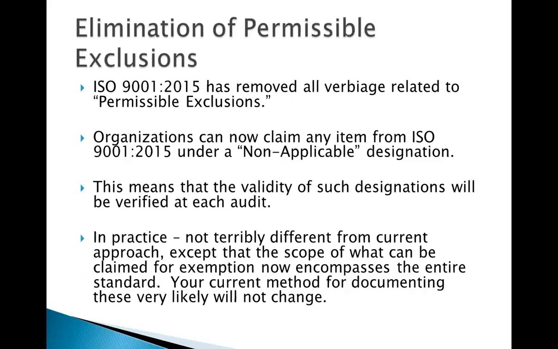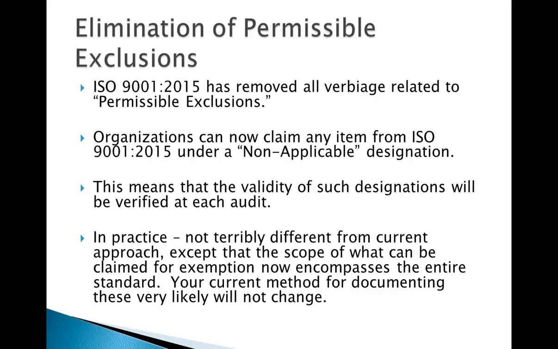The term permissible exclusions has been removed from the standard. Now, our read on that is it's not going to be terribly different from the current arrangement. The way that it's been written into the standard now, you'll be able to claim any item from ISO 9001:2015 as non-applicable. Now what that means is that the validity of those designations is going to be verified at each audit, which is what we do now.